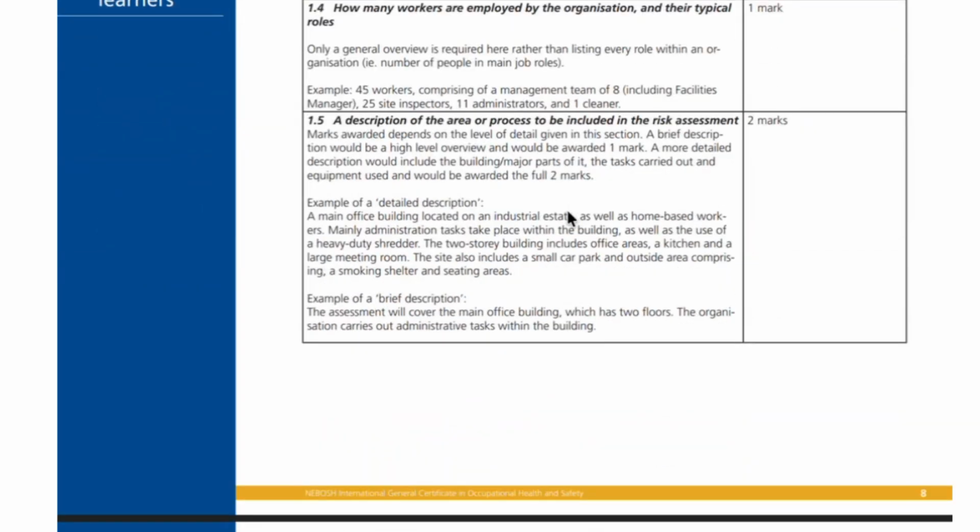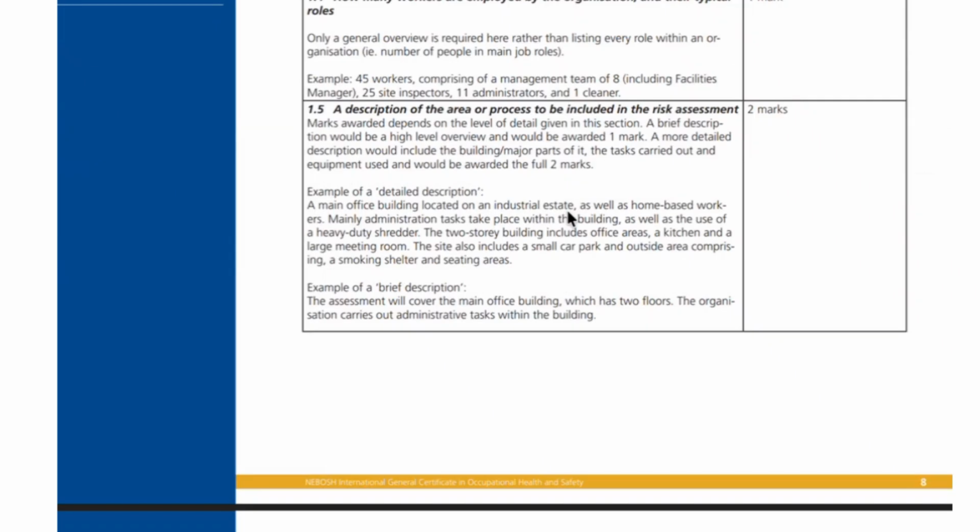Okay, then coming to the next section 1.5. Description of the area or process to be included in the risk assessment. So you have a huge site. From that huge site, which area are you going to particularly select for the risk assessment? For example, you're going to select phase 1, or only the warehouse, or the manufacturing unit. So which area you are choosing for risk assessment, you have to clearly mention.